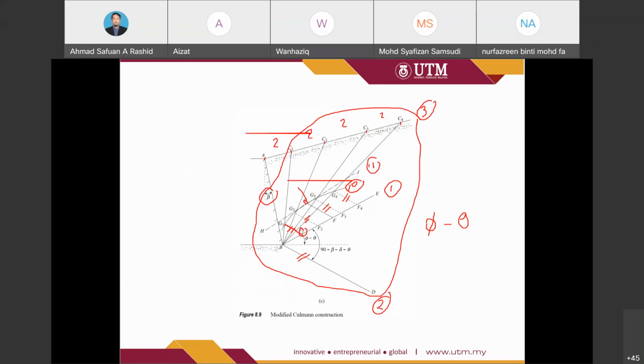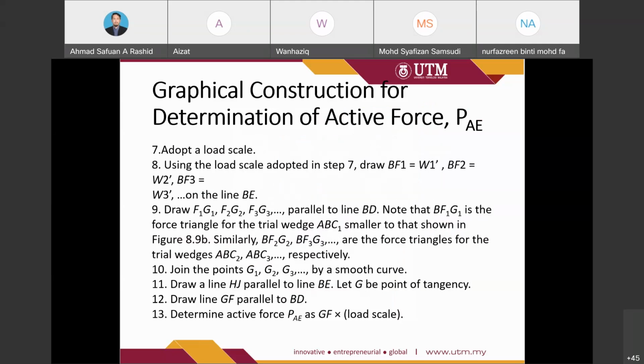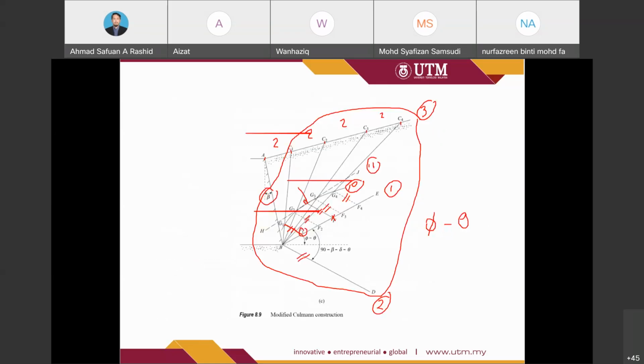We should create a parallel line from the G to the BE line, which is parallel with the BD. Then we may obtain the F point. The F point is the force PAE that we want to determine. So F is equal to PAE.